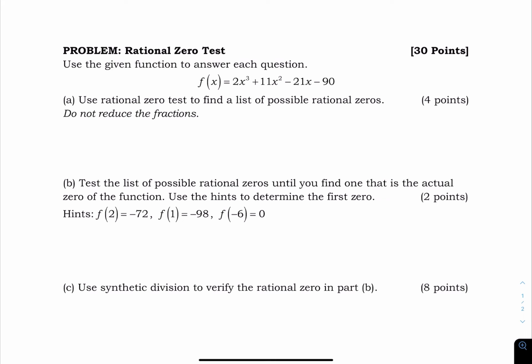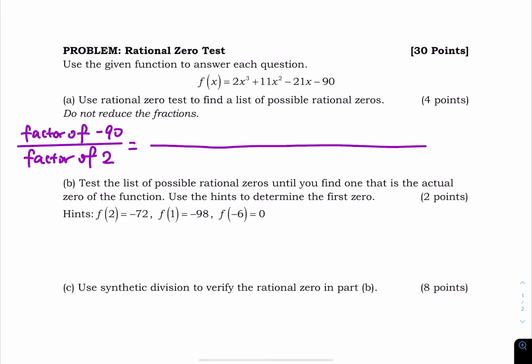So this step is using the factors of the constant. Where is the constant? The constant is negative 90. So that is the factors of negative 90 divided by the factors of the leading coefficient. Where is the leading coefficient? That will be the 2. The entire term 2x to the third is the leading term because 3 is the highest power or degree, and 2 is the coefficient of this term, so 2 is the leading coefficient.